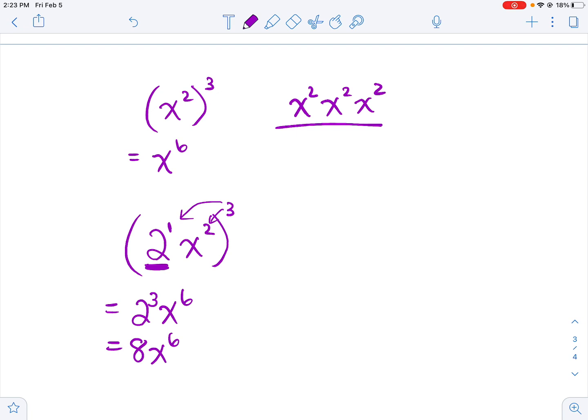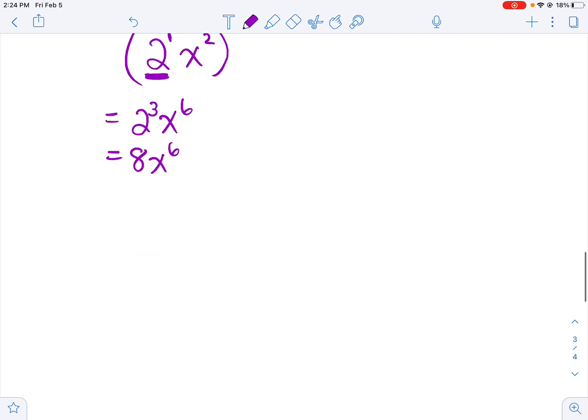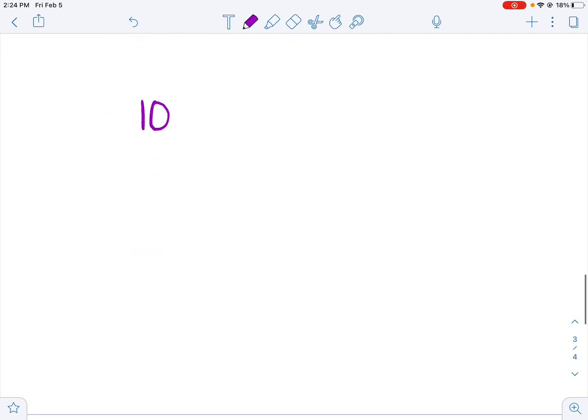Okay. I think that's it. Oh, and I guess just the old anything to the power of 0 equals 1. Don't forget about that. Even x to the power of 0 equals 1, because anything to the power of 0 equals 1. That's all I got.